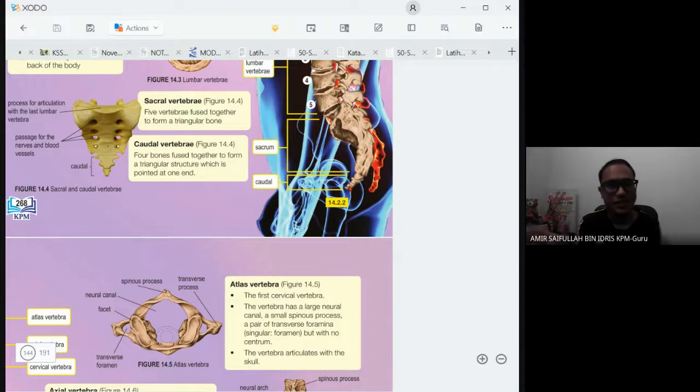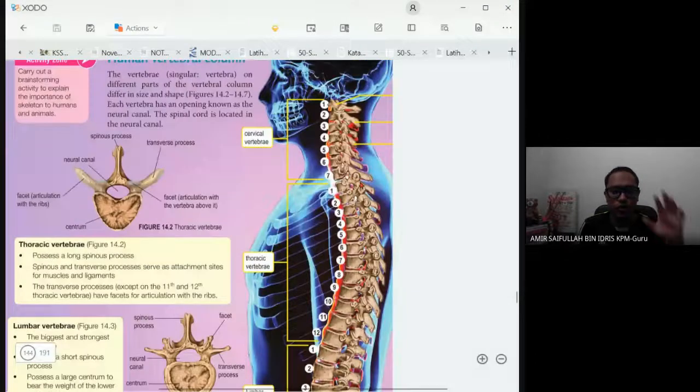Siapa yang percaya kita daripada monyet, mereka akan kata actually the caudal bone is the evolution. Because of evolution, dia sudah jadi pendek. Kalau in monkey, the caudal or the tailbone will be very long. Tapi for human one, very short. Sebab kita sudah tak ada ekor. So caudal is the tail. Okay, tailbone. Ujung sekali.